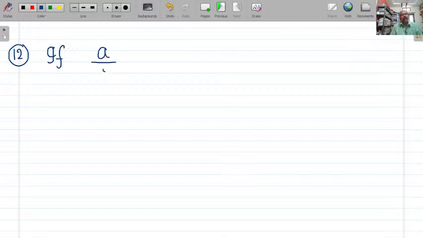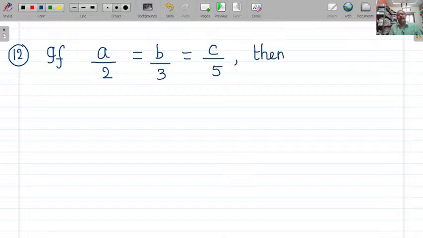So next let us move to the 12th question now. It's a very interesting question. This also we can do by shortcut method. If a upon 2, or a by 2, equals b by 3, equals c by 5, then find a is to b is to c.